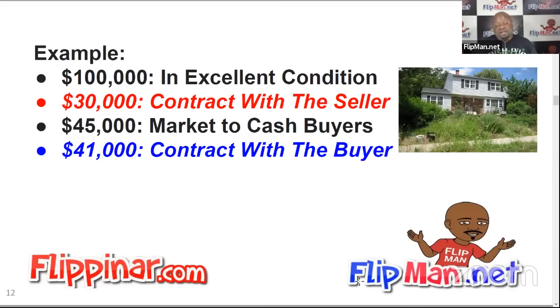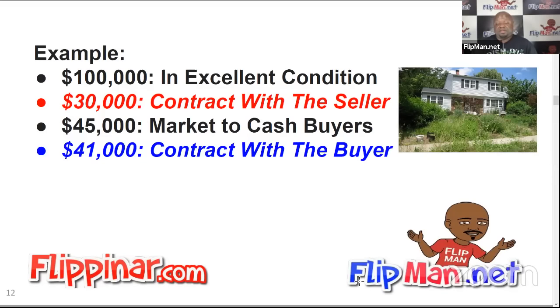You place it under contract with the seller for the $30,000. You then market to your cash buyers for $45,000. One buyer steps forward. He's taking a look at the house. You send him a video link that you uploaded to YouTube once you viewed the house to make it easy for your buyer. The buyer took a look at the house also, walked through it, and says, hey, I can't do 45. Would you accept 41,000? I don't know about you, but I'm accepting the 41,000.